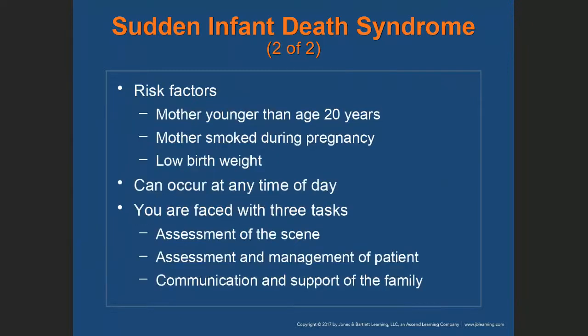It is impossible to predict. Risk factors include young mothers, mothers who smoke during pregnancy, and babies with low birth weight. It can occur at any time of day. You are faced with three tasks: assessment of the scene, assessment and management of the patient, and communication and support of the family.